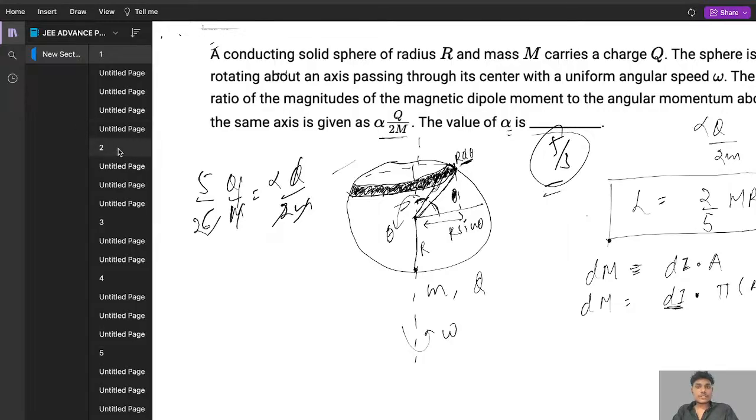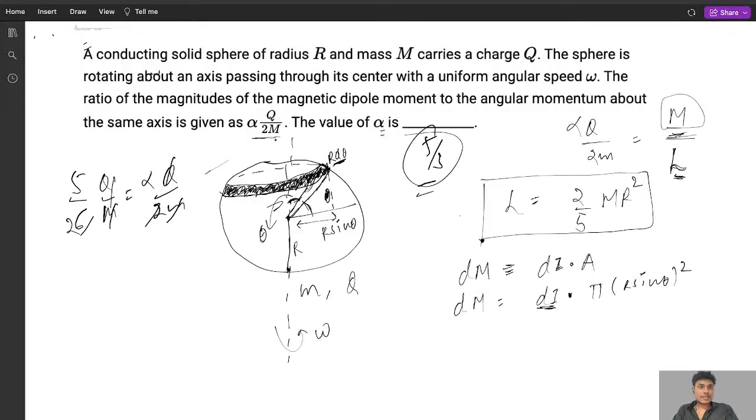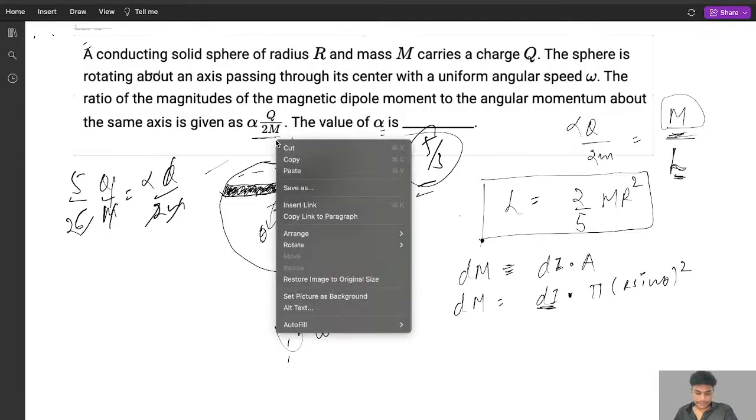Now move to the next question. Do you have any doubt? Harshil, any doubt? If you have any doubt, let me know.